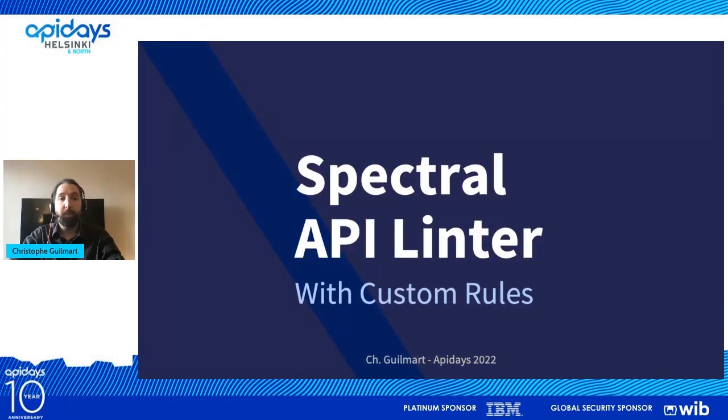Which brings me to Spectral. Spectral is one of the most popular API linters today. You can install the Spectral command line interface and run it locally, or you can integrate it into your pipeline. So it's demo time.